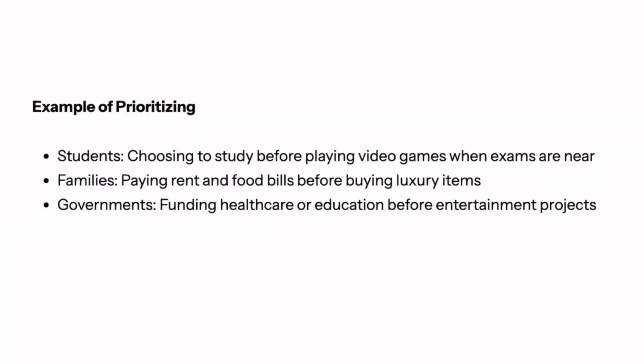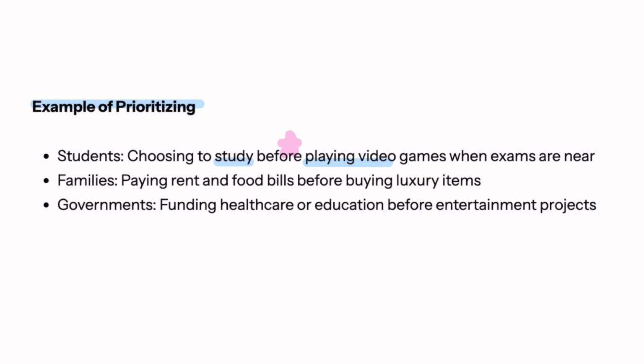As always, to help you guys get better understanding, I'll give 3 examples of prioritizing. First, we have students. Students may choose to study before playing video games because their exams are near. The key word here is before. By choosing to study before, the student is choosing studying as the priority over video games.